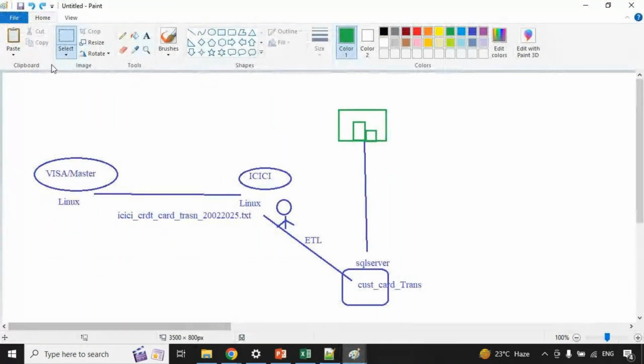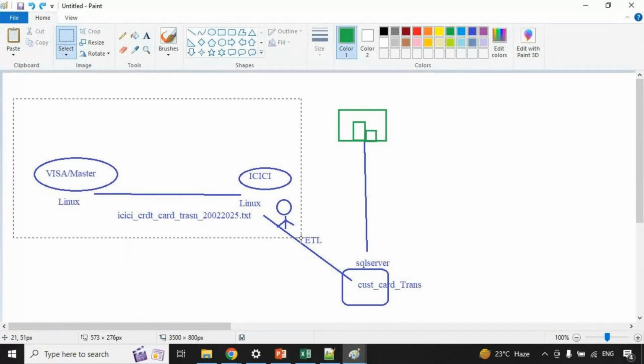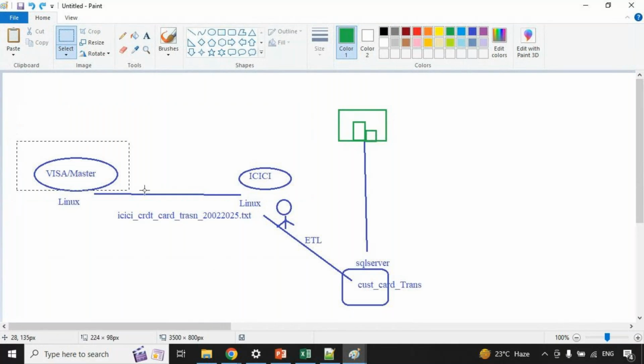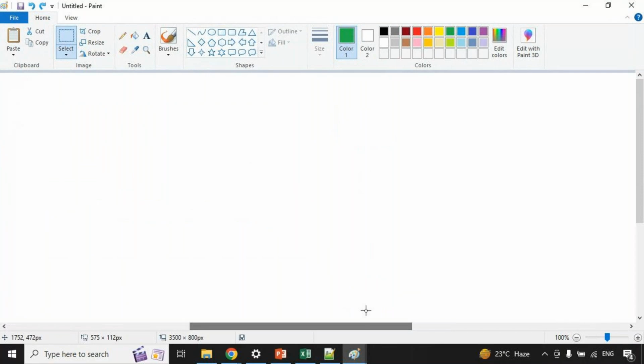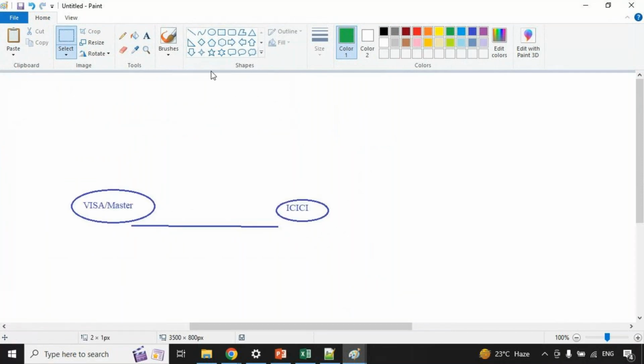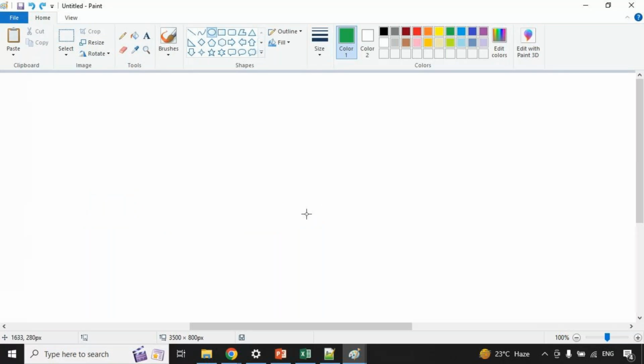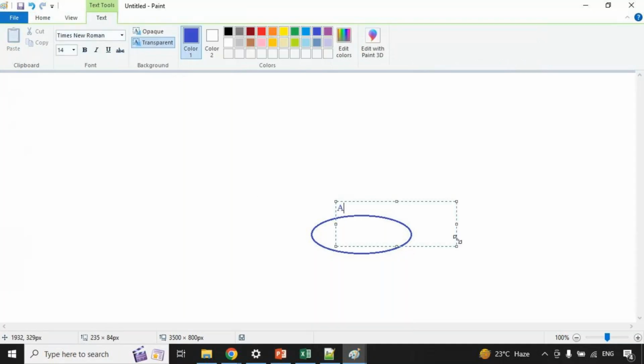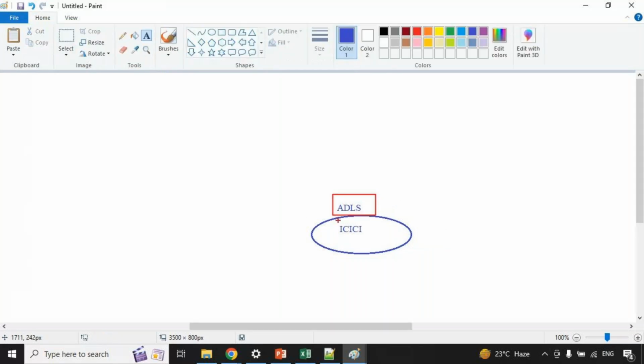Earlier I was maintaining the data warehouse. Now I am going to maintain it in the lake. So here I am having an Azure storage account, which is ADLS, where I am going to maintain the ICICI related data. This is a distributed file system. As the data is increasing, I can add nodes.